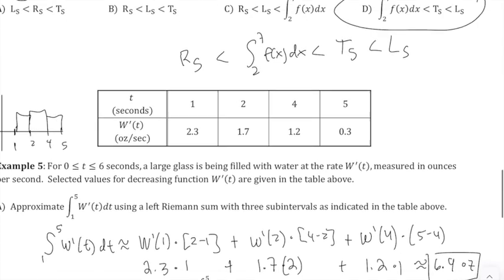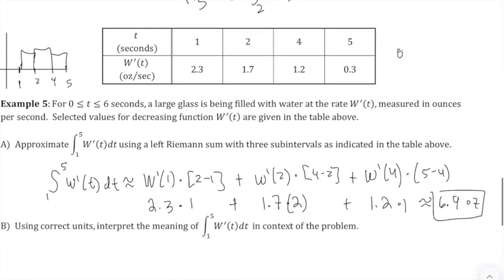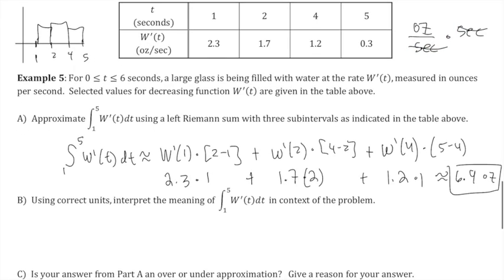And again, units: we have ounces per second times seconds. So my final unit is in ounces when I do the area under the curve. Now, part B, using correct units, interpret the meaning in context of the problem. So basically, since it was a glass of water, we would say a glass of water was filled with 6.9 ounces of water from t equals 1 to t equals 5 seconds.